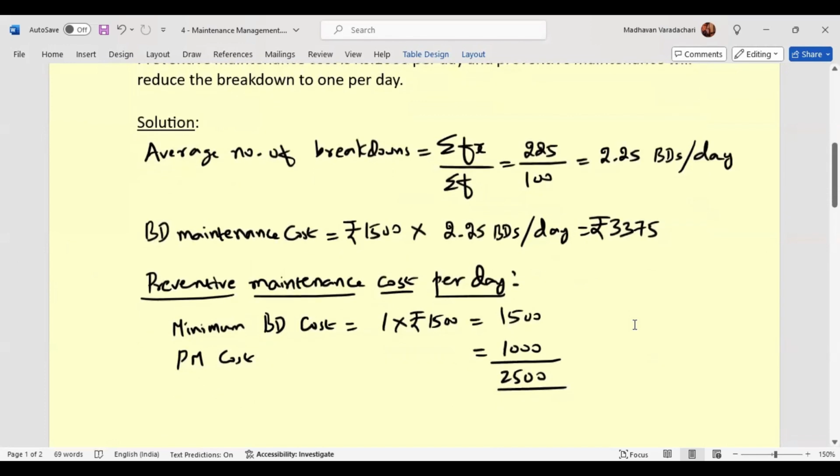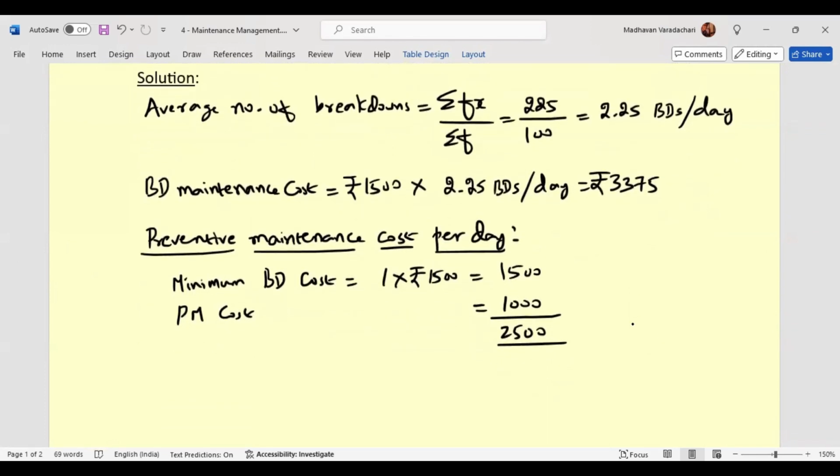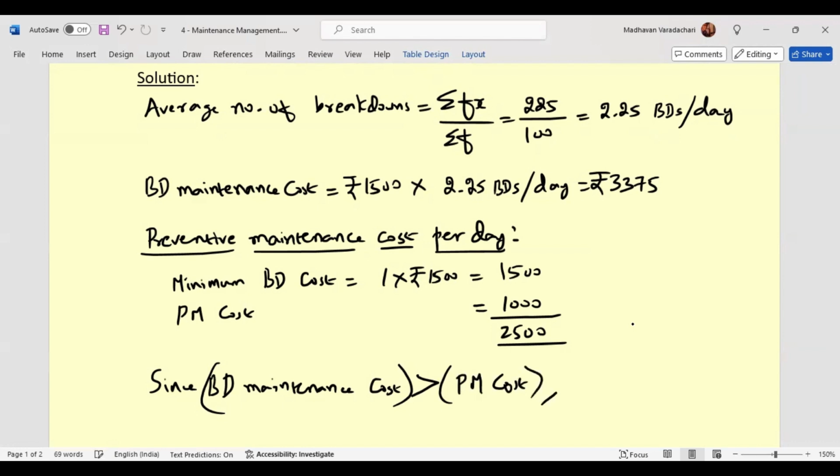This is the breakdown maintenance cost per day, which means that now we can conclude since breakdown maintenance cost is greater than preventive maintenance cost, because 3375 is larger than 2,500. Preventive maintenance is better to opt or adopt. That will be the solution for this particular question.